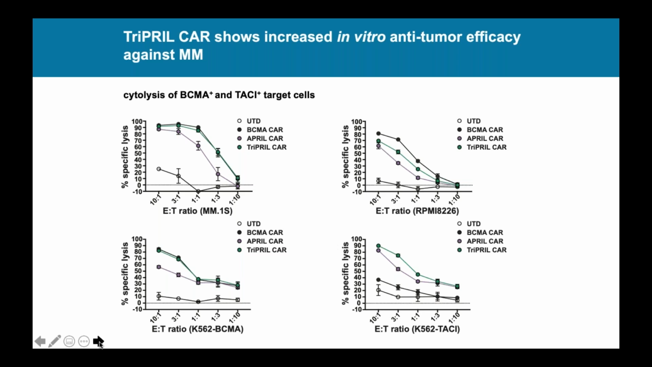The two lower panels show lysis of target cells that were only positive for either BCMA, shown on the left, or only positive for TACI, shown on the right. So for the BCMA positive target cells, again, we saw that BCMA CAR and TRIPRIL CAR killed at a similar high extent. And the APRIL CAR showed lower cytotoxicity. And when testing these cells against target cells that were TACI positive only, we noticed that only APRIL and TRIPRIL CAR were able to efficiently lyse these, while the BCMA CAR showed a lysis that was low and comparable to the untransduced control cells.